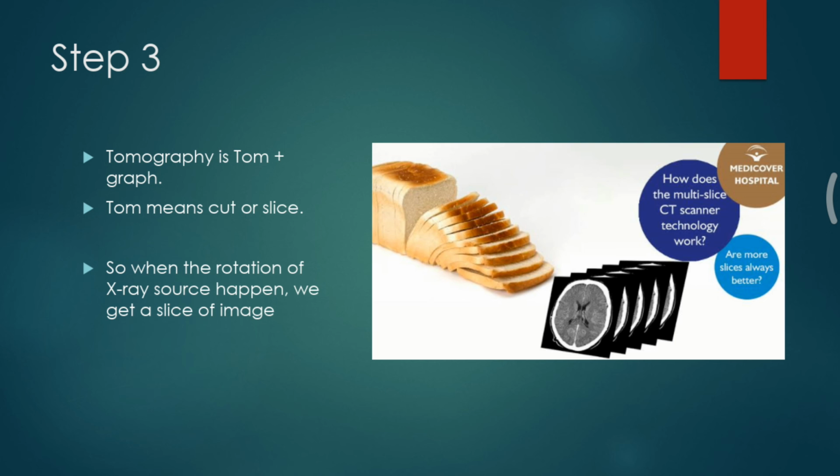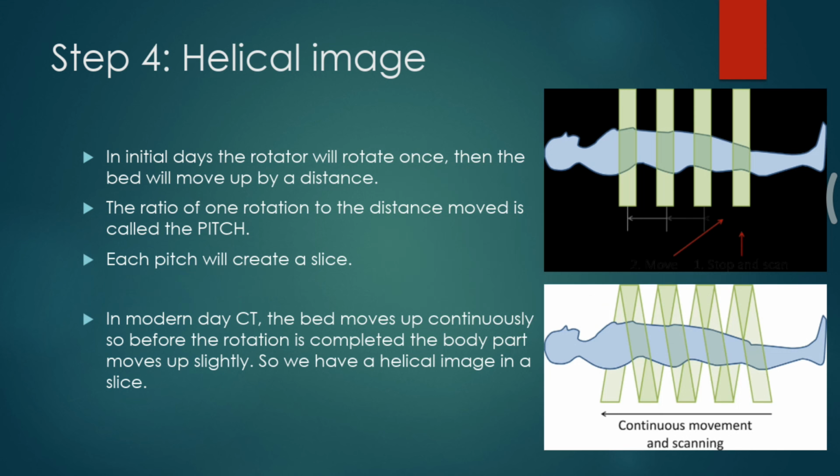Since the X-ray source and the detector are rotating in one single direction, they are able to take images from all the different sites, and so what we get finally is a slice of image. Now there are two ways of producing the image.